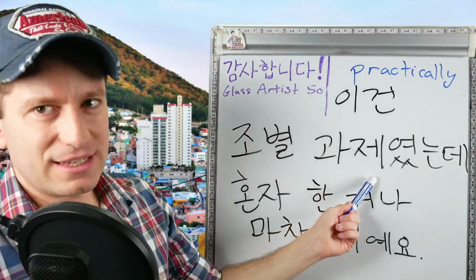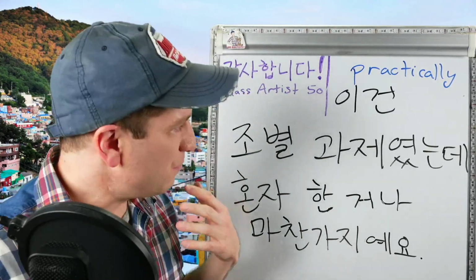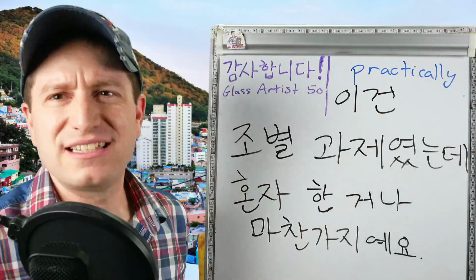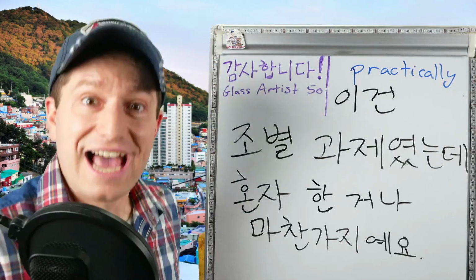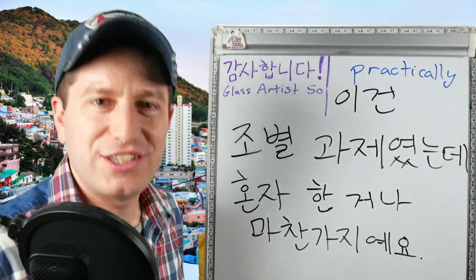This form is how you say practically. It's the same as, but more naturally, you're going to say this. This was a group project, but I practically did it by myself. Now you've got a natural sounding sentence. Now you can understand why someone might want to use this form.